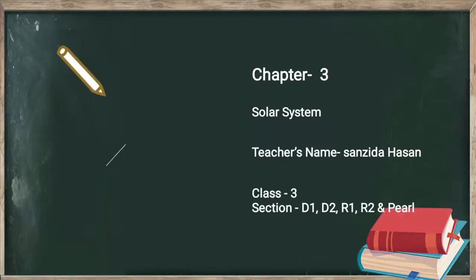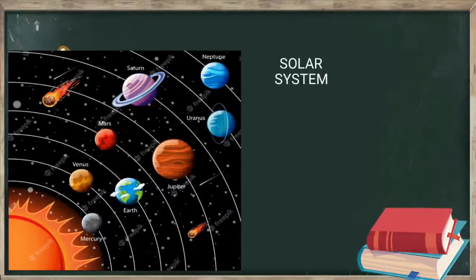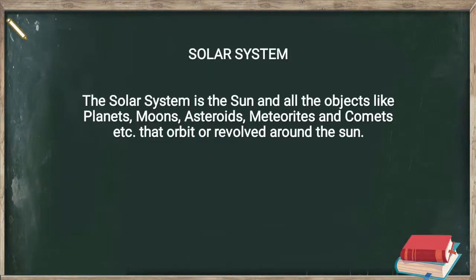Today we will start chapter 3, Solar System. The solar system is the sun and all the objects that orbit or revolve around it. The sun is orbited by planets, asteroids, meteoroids and comets. The sun is a star and it is huge. It makes up 98% of the matter in the solar system. Because of its weight, the sun has the most gravity.